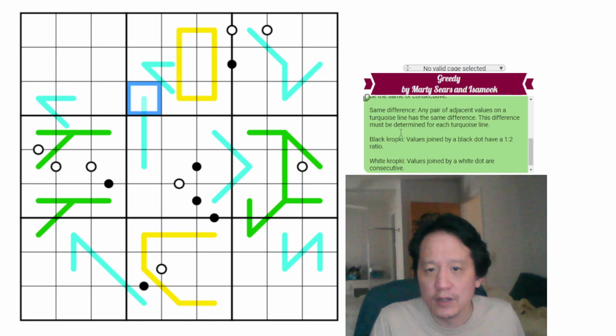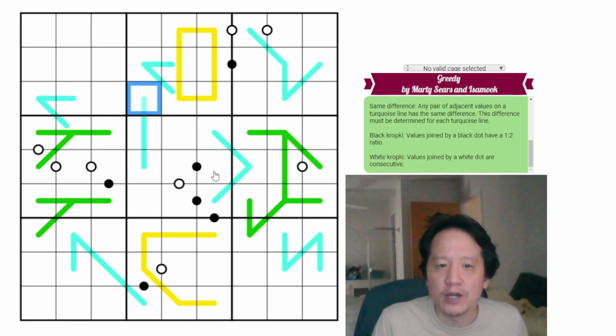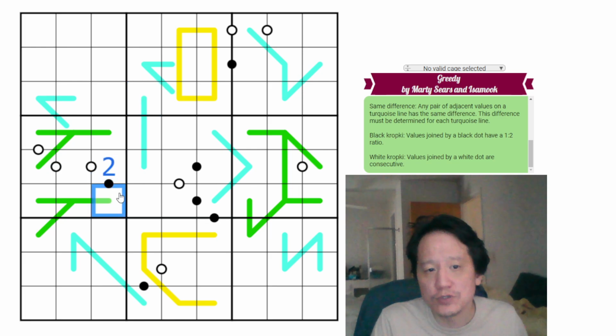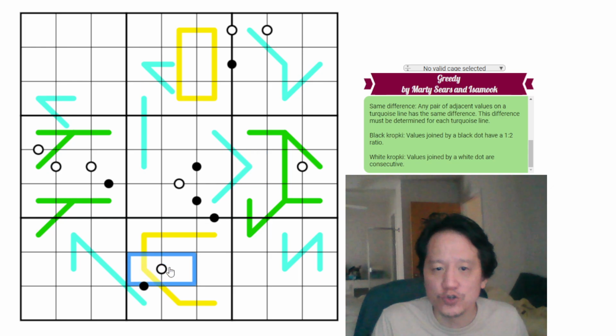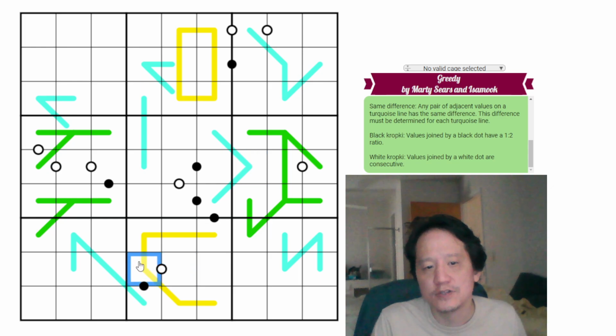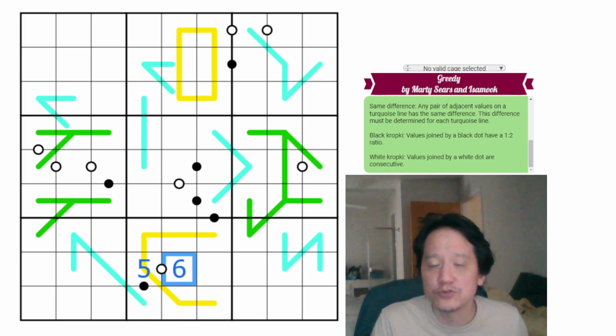Black Kropke. Values joined by a black dot have a 1 to 2 ratio. So for example, if this was a 2, this would have to be a 1 or a 4 because it has to be 2 times 1 or 2 times 2. White Kropke. Values joined by a white dot are consecutive. So if this was a 5, this would have to be a 4 or 6. And those are all the rules.